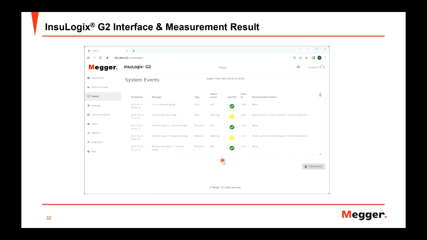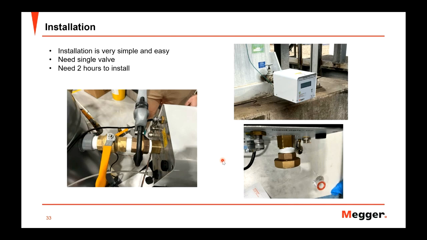We have the log event inside of your transformer in case anything happens. The installation of the unit is very easy and simple too. We need only one valve here. Don't need two. Only a single valve is enough. You need only 2 hours for physical installation, and we can do the commissioning later. So it's fast and easy to install, and you don't need any platform. It's strong enough and can hold to those valves easily.